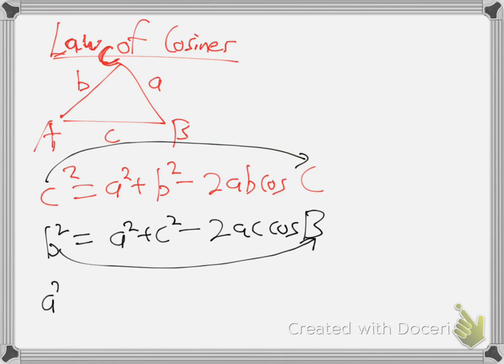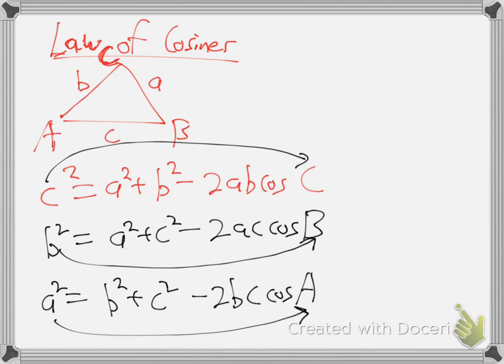So if you start with a, it's the other two, b squared plus c squared, minus 2 times those two times the cosine of the one you started with, A. So there we go. There's the law of cosines. And as we do this, remember, A is across from a, B is across from b, C is across from c. That's just the naming scheme for the triangles that we deal with.